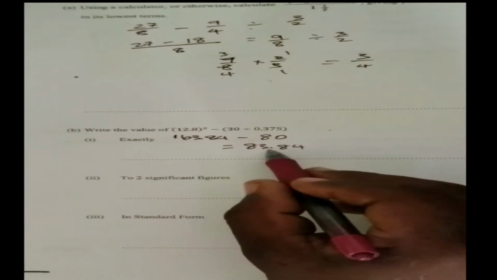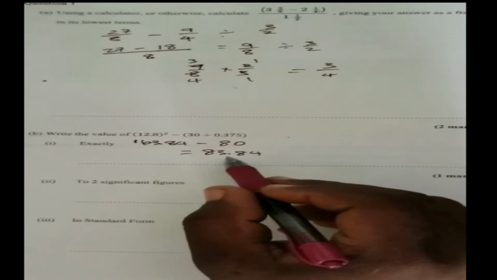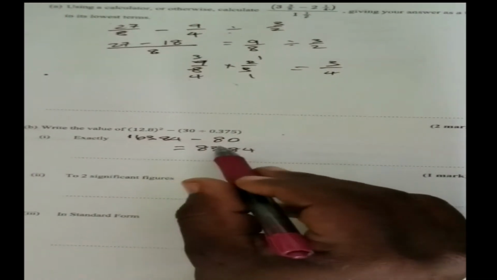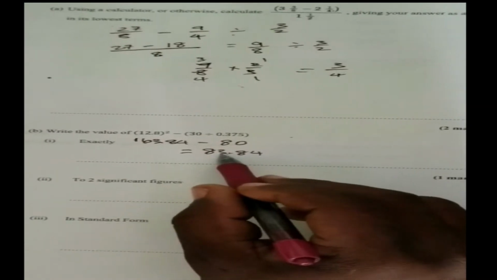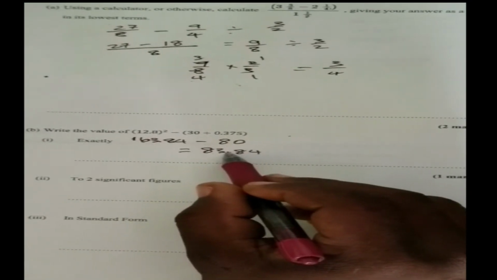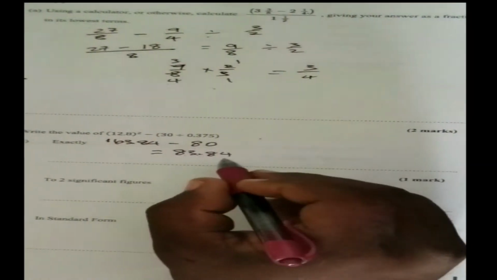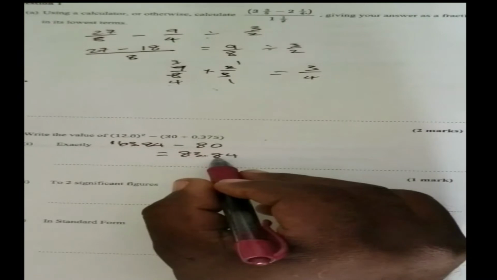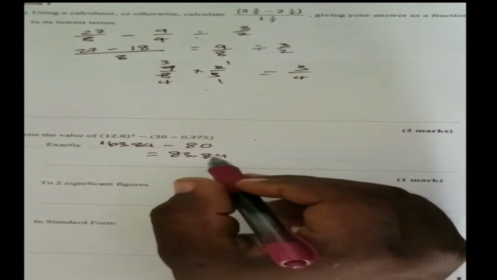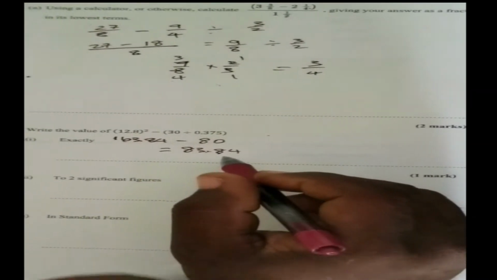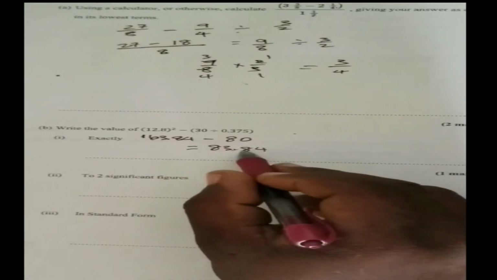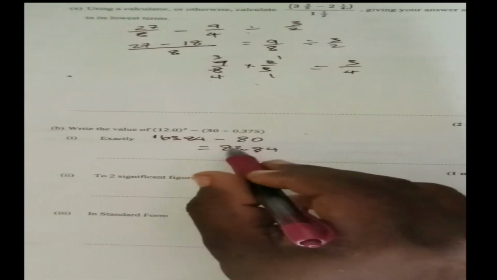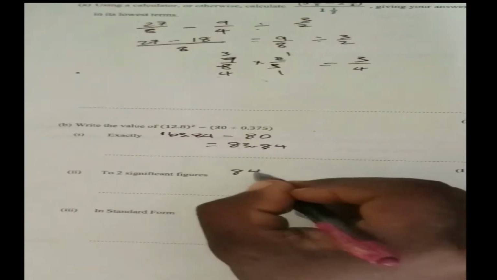Now write this answer to two significant figures. In writing a number to two significant figures, we take our reference from the decimal point, and we see these are two numbers. We also look at the number after the decimal place, which is 8. If it's less than 5, we let the number remain, but if it's more than 5, we add 1 to the number. Because the digit after the decimal place is 8, we round this up to 84, and that is to two significant figures.